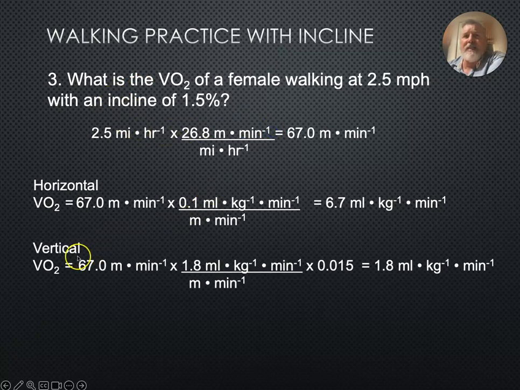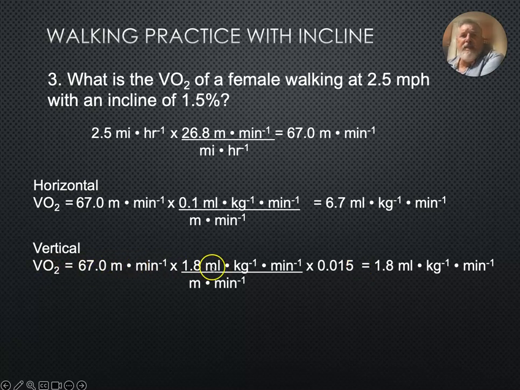To do that, I use the same speed, 67 meters per minute times 1.8 mL per kg per minute per meter per minute. That's a constant that I've been given. And now I take my 1.5% and turn it into a decimal. To do that, I move the decimal 2 places. So I get 0.015. This is equal to 1.5 because it's 1.5%. That means per 100. So I take this decimal place, I simply move it. So if it was 2%, it'd be 0.02.